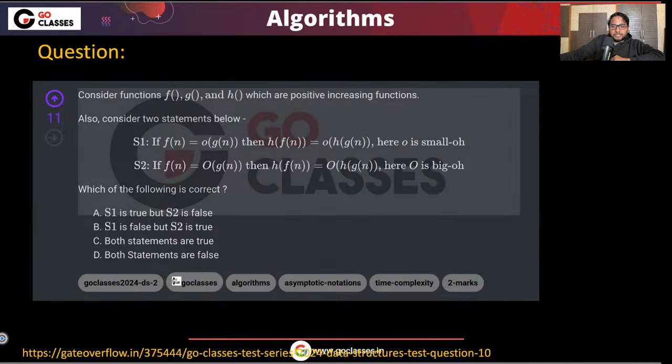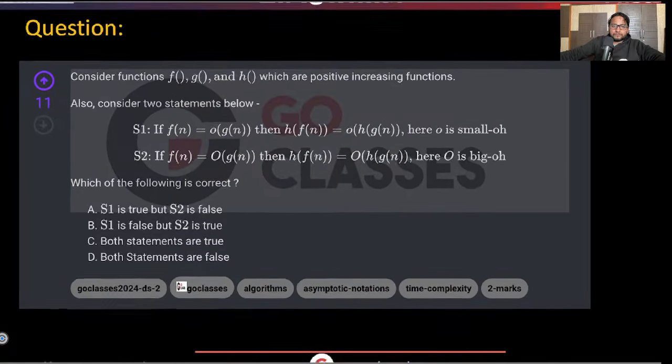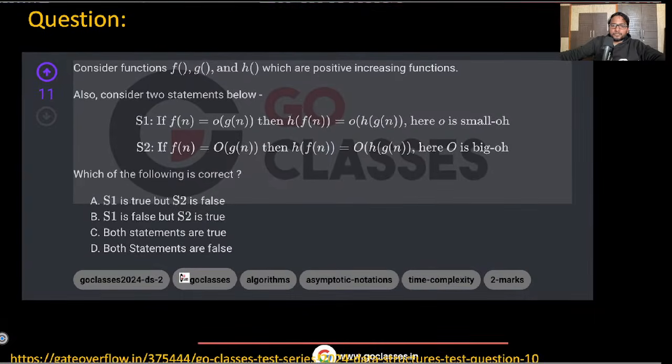Now let's just take this question. This question is again from our test series, data structures test number 2. Let's just see what they're saying, and let's see if you can solve this question. I hope this question is visible.